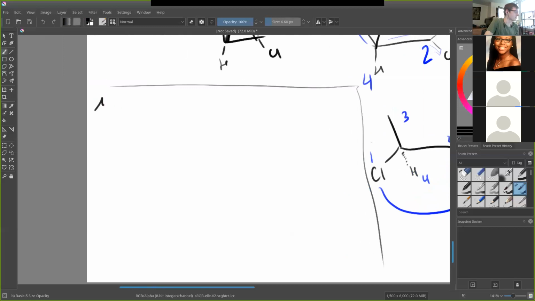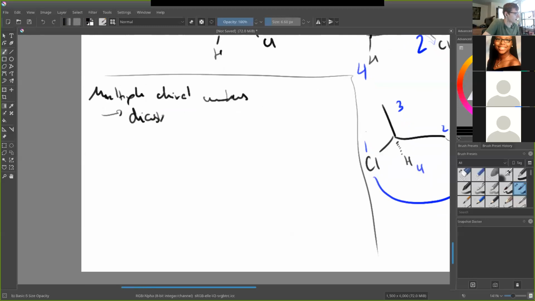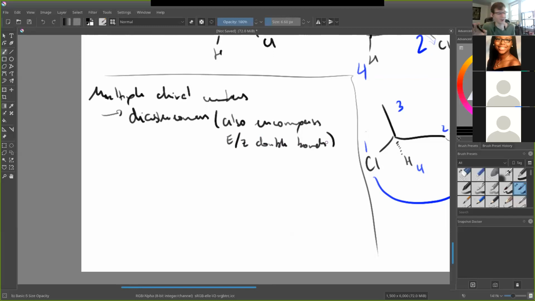So if you have multiple chiral centers, you can get a sort of broader class of stereoisomers, which is diastereomers. Okay, and I should mention that diastereomers also encompass cis and trans ring isomers, and it also captures E and Z double bonds. So the fortunate thing is that you already know how to do these. Well, you don't, but everything that we just talked about makes finding E and Z double bonds really easy.